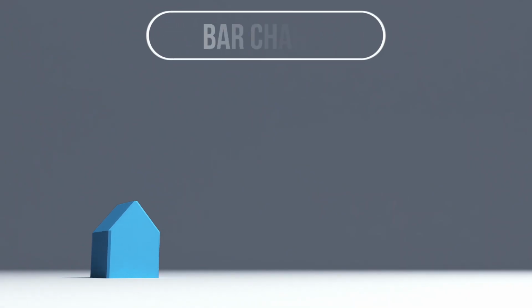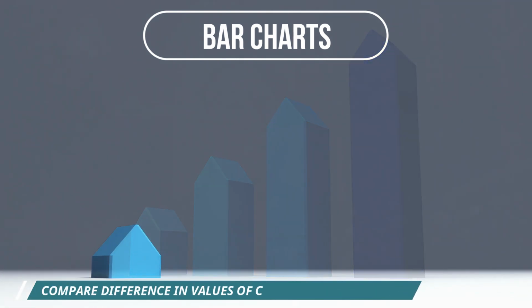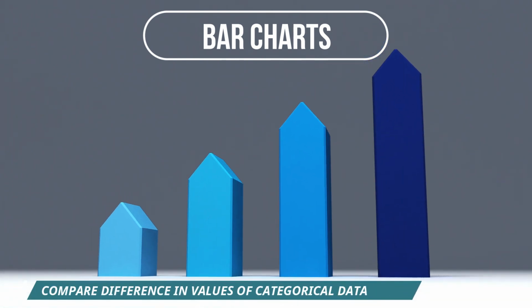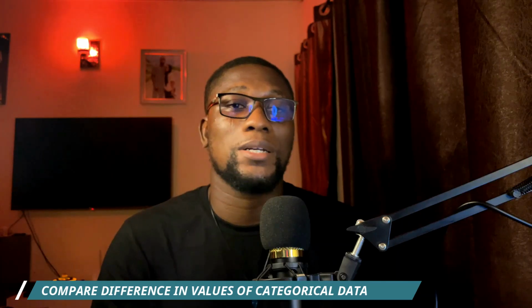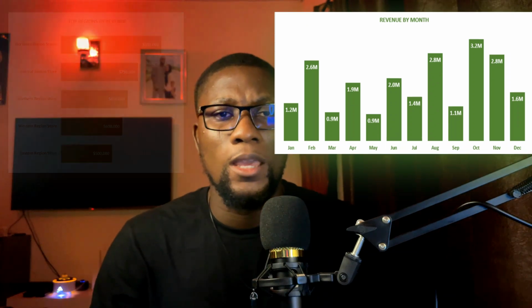Bar charts are used to compare the differences in categories, basically with categorical data. There are two kinds of bar charts: the horizontal bar chart and the vertical bar chart. So what is the difference? The vertical bar chart, I think, is the most common one.